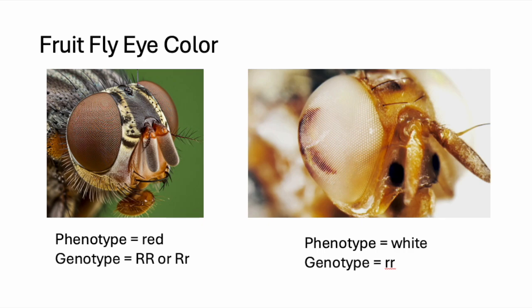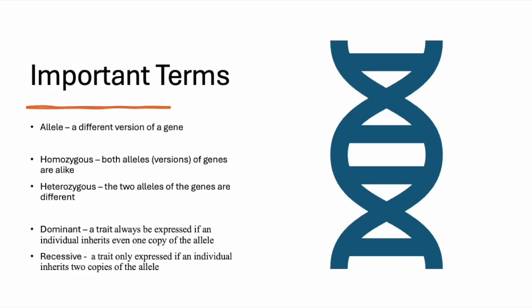Here are some important terms you'll need to understand and use to predict the probability of various traits in offspring. An allele is a different version of a gene, like different versions of the same recipe that can lead to variations in a trait, like eye color or height. Homozygous means having two identical copies of a gene, like two copies for blue eyes, while heterozygous means having two different copies of a gene, like one blue and one brown eye.